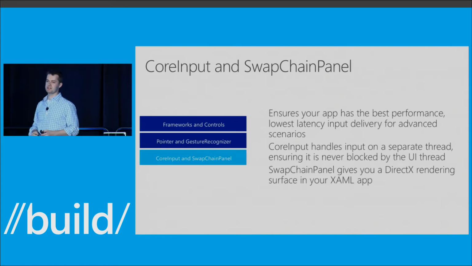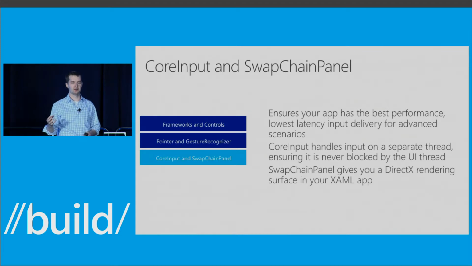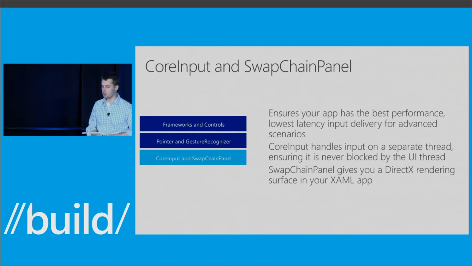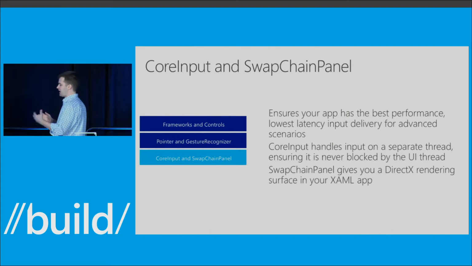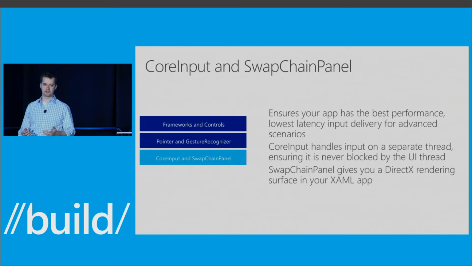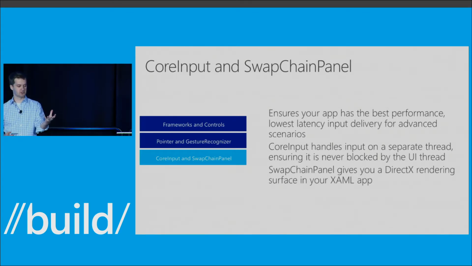CoreInput gives you your input on another thread. It lets you not be blocked by the UI thread and receive input on some dedicated thread of your own. The way you get a CoreInput is with a swap chain panel. Swap chain panel is a XAML element. It is a really powerful element, but it also asks a lot from developers.